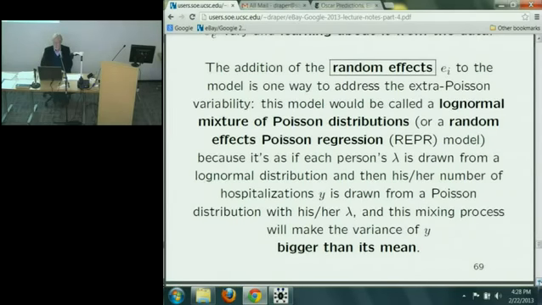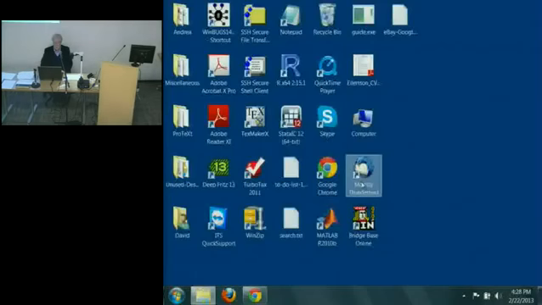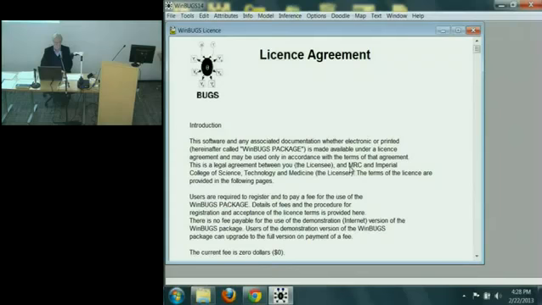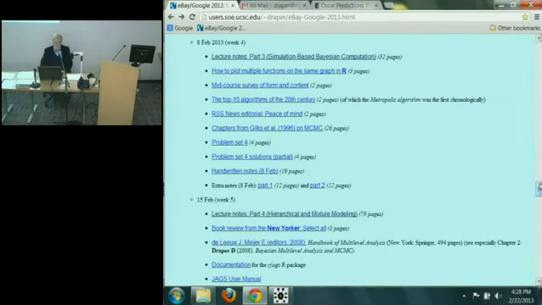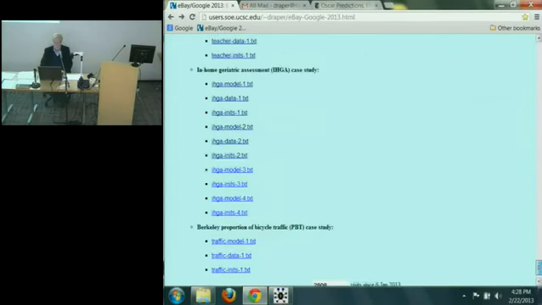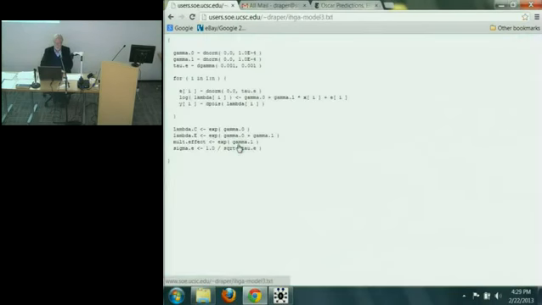All right, so let's fit it. I'll just go ahead and kill everything here. Start a new WinBUGS. And go back to the course webpage and grab the third and final model. Actually, I seem to have a model 4. That's interesting. Let's go see what that is after a while, too.